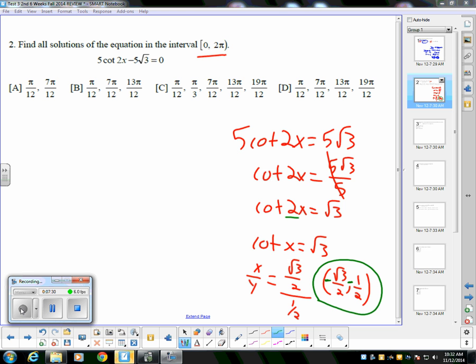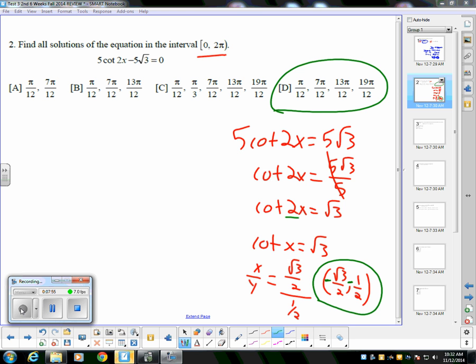So there are only 2 solutions to cotangent of x is equal to square root of 3 on the interval from 0 to 2 pi. But remember, we're doubling our angle, so we're doubling our interval. So instead of just 2 answers, we're going to have 4 answers. Well, now, just knowing that alone will tell us that D is our answer, because that's the only place where we're going to have 4 answers.